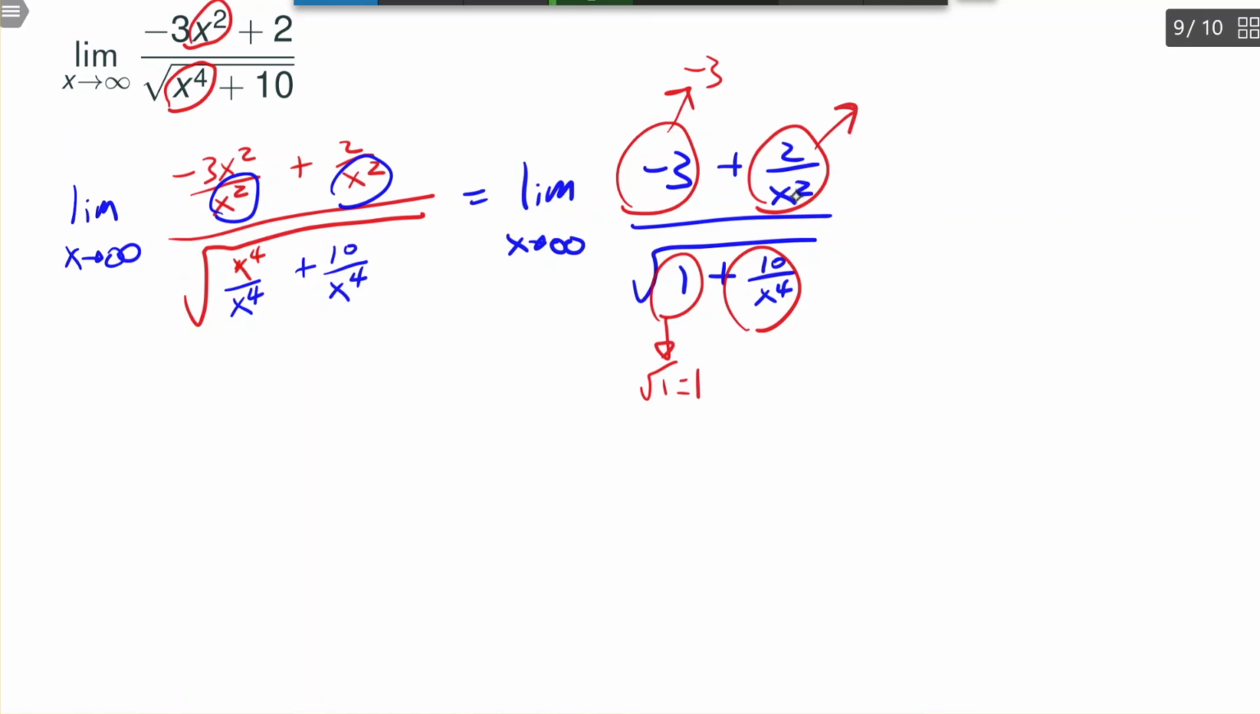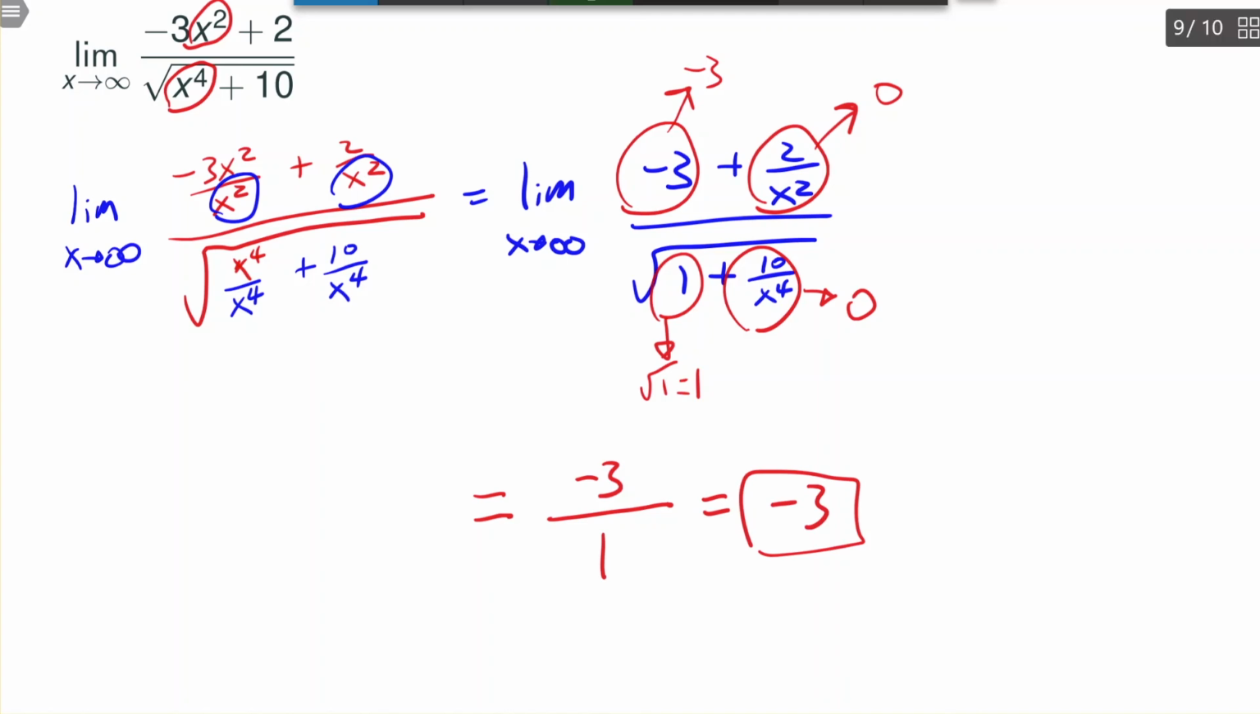We have 2 over something where the bottom approaches infinity. The bottom is so large that 2 over this huge number is approaching 0. And similarly here as well, approaching 0. And square root of 0 is 0. So what we have left as our final answer is that the numerator is approaching negative 3, where the denominator is approaching square root of 1, which is just 1. So this limit is just negative 3.